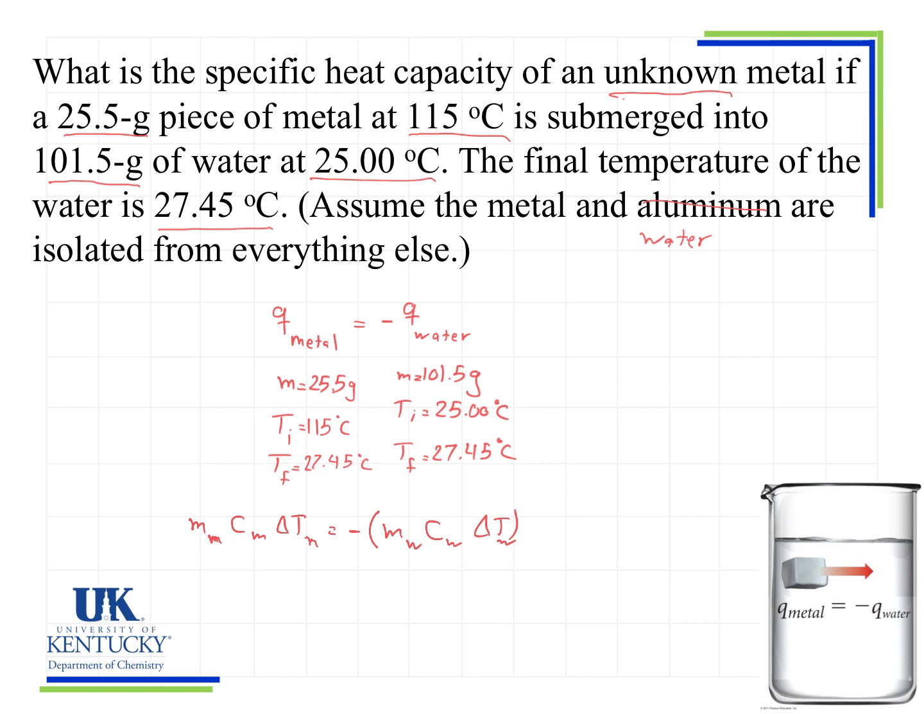So we have the mass of the metal. We are trying to find the specific heat capacity of metal, so we don't know that. We are trying to solve for that. The delta T of the metal, do we know that? Yes, we have T final and T initial. We can find that. So this is known, this is known. The mass of water is known. The delta T of water is known.